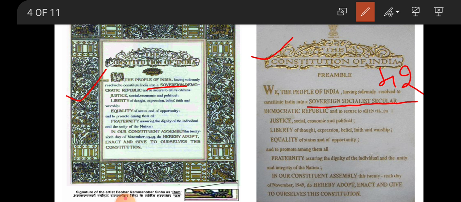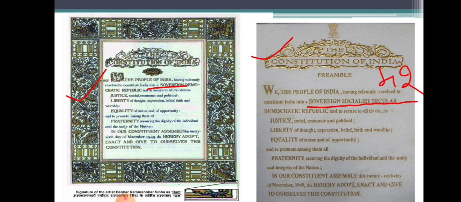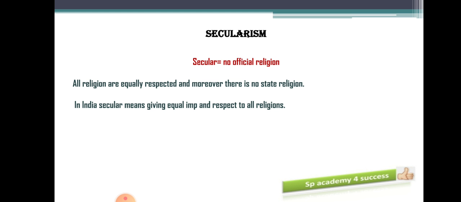So today we are going to discuss this word secular. We discussed the words sovereign and socialist. So what is the word secular, that we are going to discuss now. So secularism. Secularism means there is no official religion. All religions are equally important and equally respected. In India, we will not have any state religion. We won't follow any state religion.